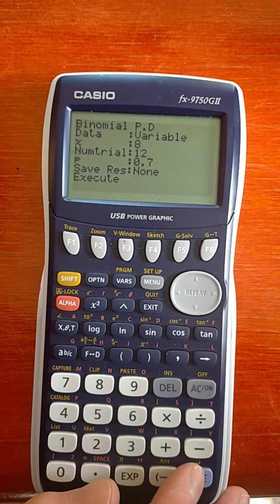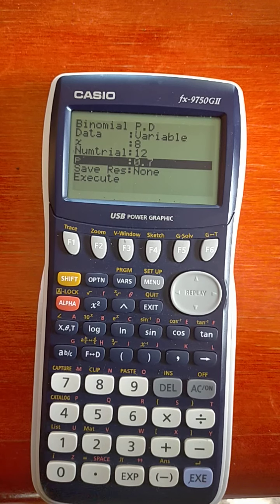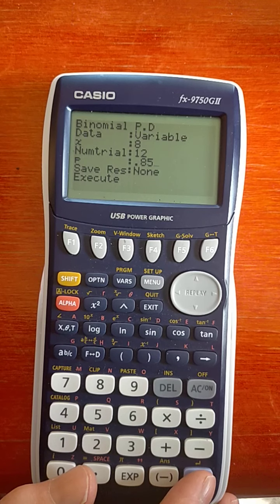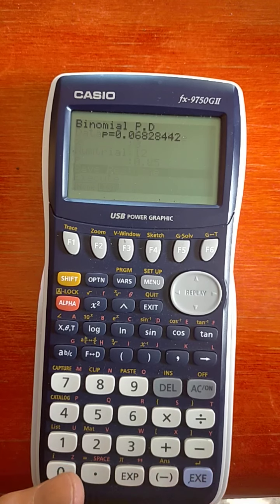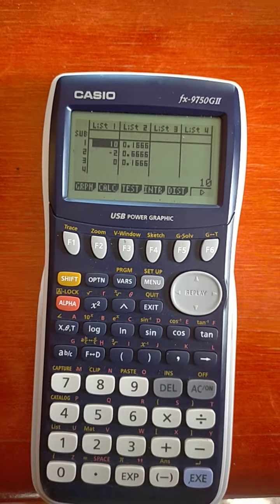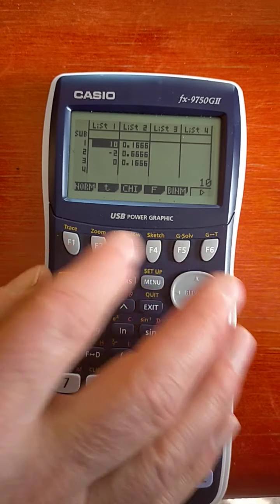This is question B on the notes. P stands for probability of success, which is 0.85 probability they leave on time. And that's your answer straight away. If I exit a couple of times, go right back.